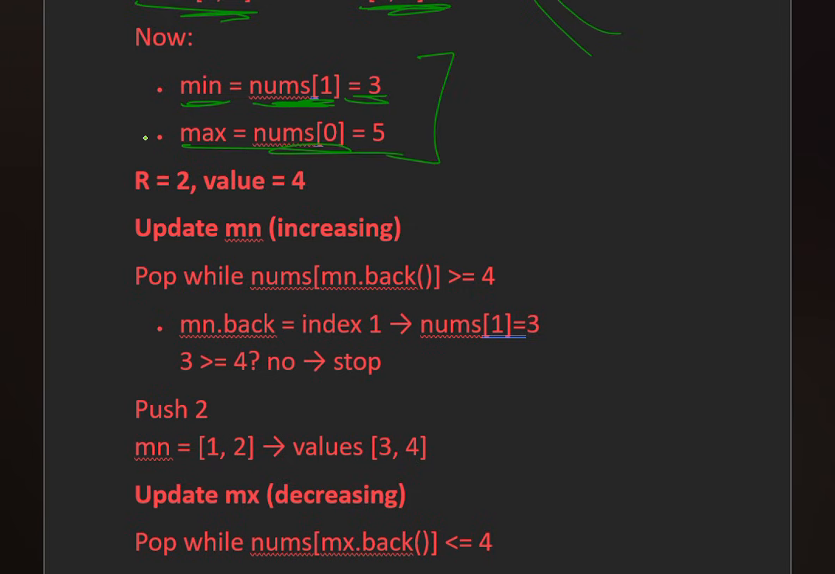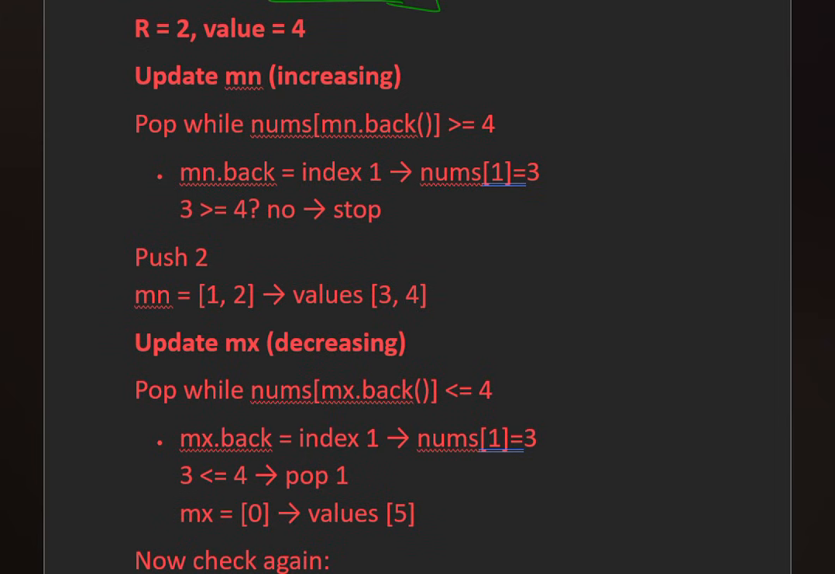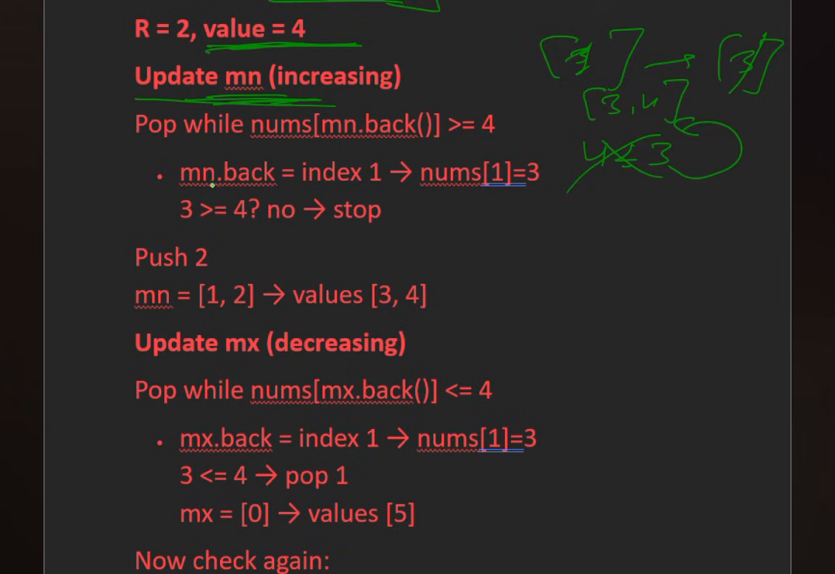Now if you see at index r equal to 2, we have the value 4. And in min we have only index 1 whose value is 3. So is 4 lesser than 3? No. Then we directly push 4 ahead of 3 instead of popping 3. So now our min has become 1 and 2 and the values have become 3 and 4.